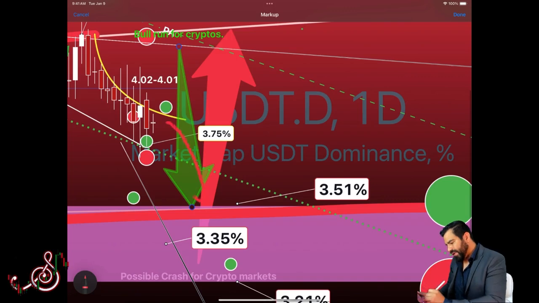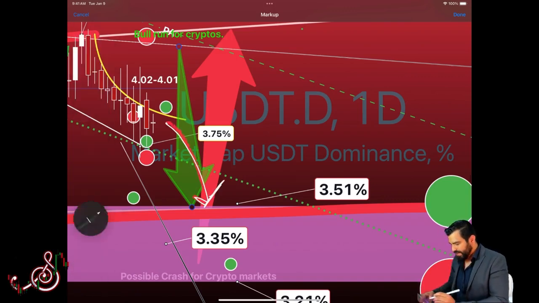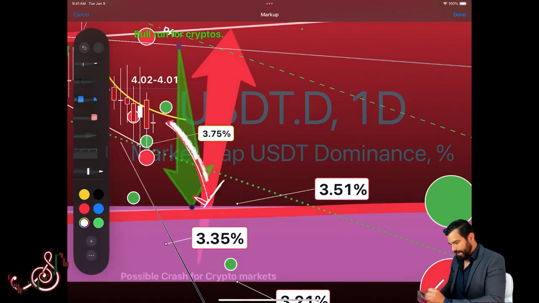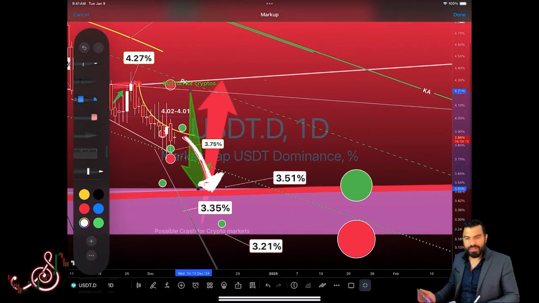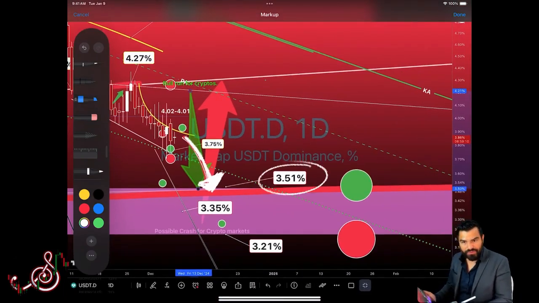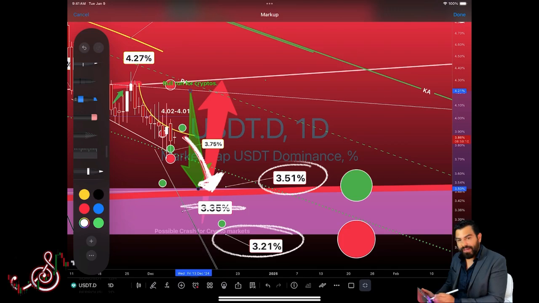Here is where I believe we're going to go, as stated before. If a bounce happens, there's two areas I'm expecting to bounce. Number one on the top side, 3.5 area. And there's another bounce primarily here. The middle, it can be a bounce or not a bounce. I just know we're getting here.